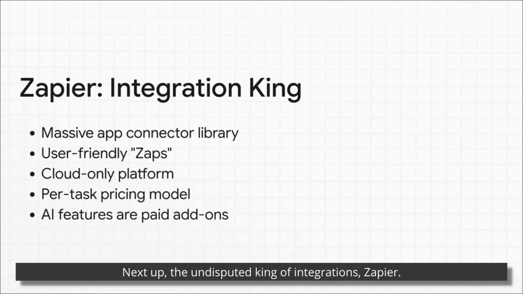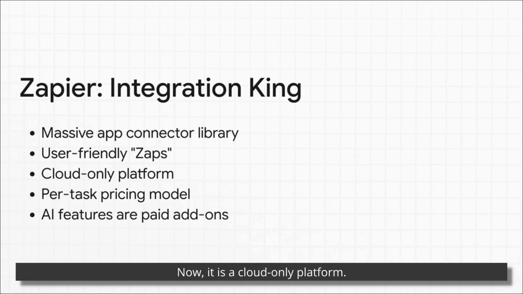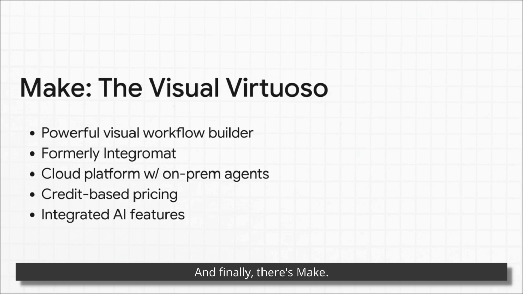Next up, the undisputed king of integrations, Zapier. Seriously, if an app exists, chances are Zapier connects to it. Its whole reputation is built on being incredibly easy to use with these simple workflows they call Zaps. Now, it is a cloud-only platform. It's priced per task, remember that word, and all its powerful new AI stuff, those are paid add-ons, which is a super important detail.